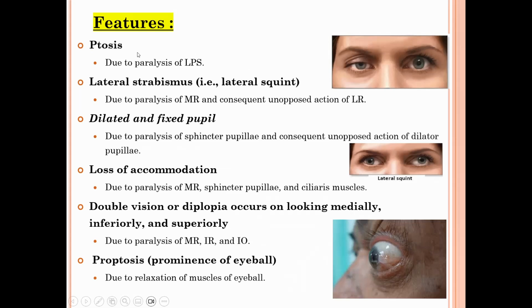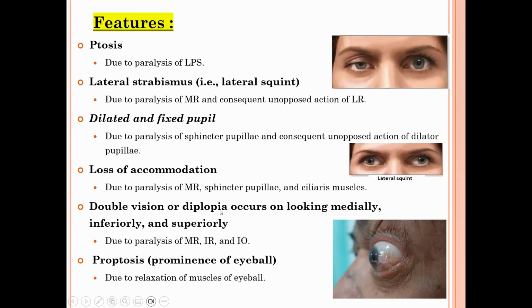What can be the feature of the lesion of the oculomotor nerve, third cranial nerve? There can be ptosis because of paralysis of levator palpebrae superioris. There can be lateral squint or lateral strabismus due to paralysis of medial rectus, and there is unopposed action of lateral rectus. There can be dilated and fixed pupil because of paralysis of sphincter pupillae, and there is unopposed action of dilator pupillae. There can be loss of accommodation due to paralysis of medial rectus, sphincter pupillae and ciliaris muscle.